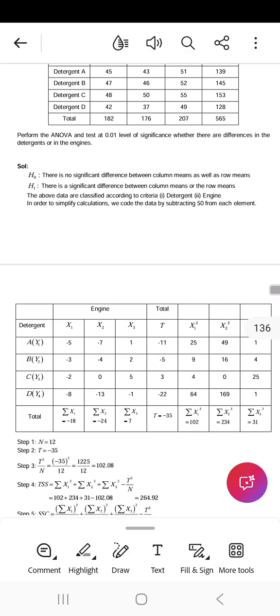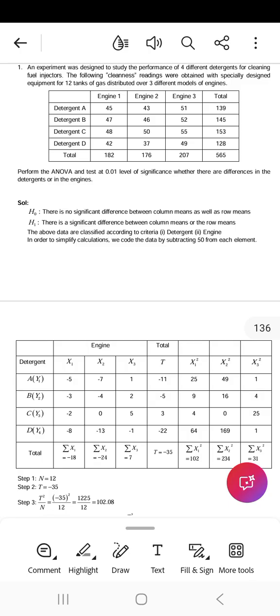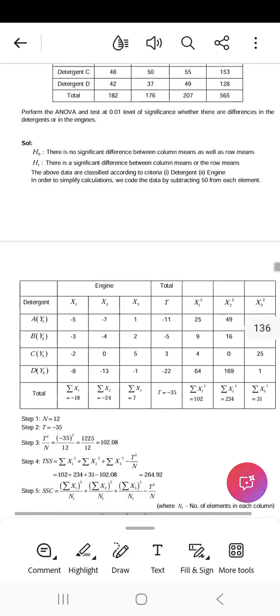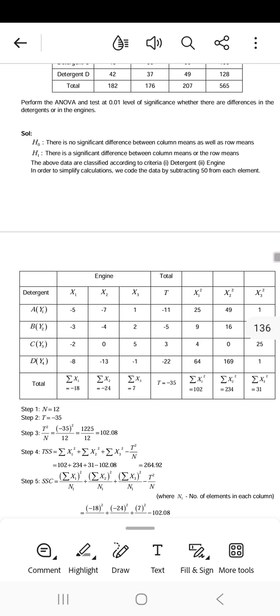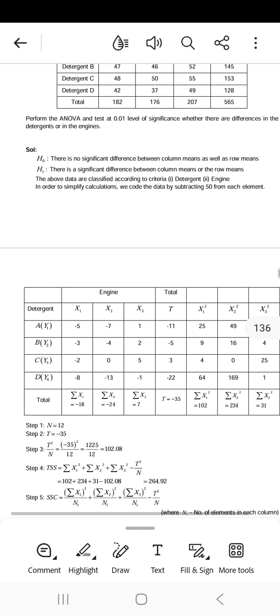In order to simplify the calculations, first subtract 50 from each value. So we get 45 minus 50 is minus 5, 43 minus 50 is minus 7. In a similar manner, we have to find all the values by subtracting 50. In this table, let us take the first column, detergents A, B, C, D, as Y1, Y2, Y3, Y4. In the first row, we get the engine values, X1, X2, X3. So the three different engines are denoted by X1, X2, X3, and the four different detergents are denoted by Y1, Y2, Y3, Y4.